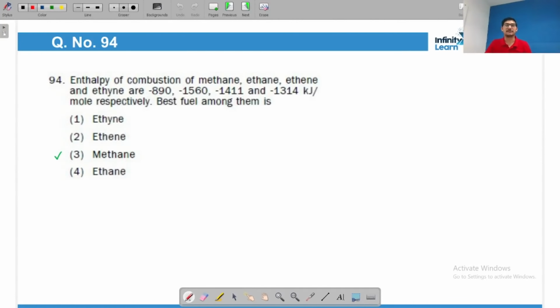Enthalpy of combustion of methane. Best fuel: they're asking about the calorific value, the amount of energy released by the combustion of 1 gram of substance, and the substance which gives maximum amount of heat will be the best fuel, right? So for instance, for methane, the calorific value will be minus 890 divided by the molar mass of methane, which is 16. Similarly, for ethane, it will be minus 1560 divided by the molar mass, which is 30. So you do with all of them, enthalpy of combustion divided by molar mass, the maximum value will correspond to the best fuel. So this will come out to be methane, the most saturated here.